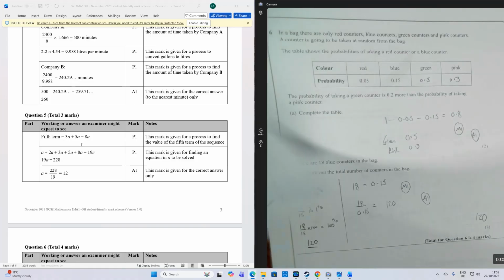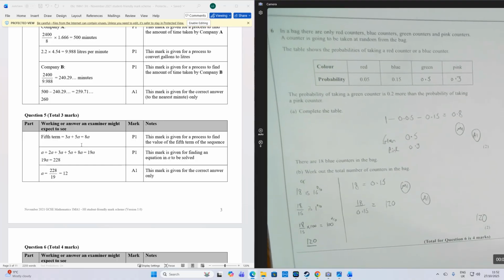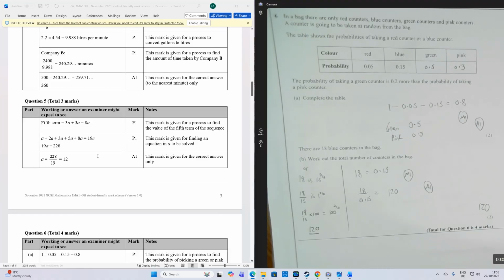Quite a nice question there for question 5. Question 6, which I think is the last one I'll do in this video before moving on to the next one. So let's have a look at question 6.